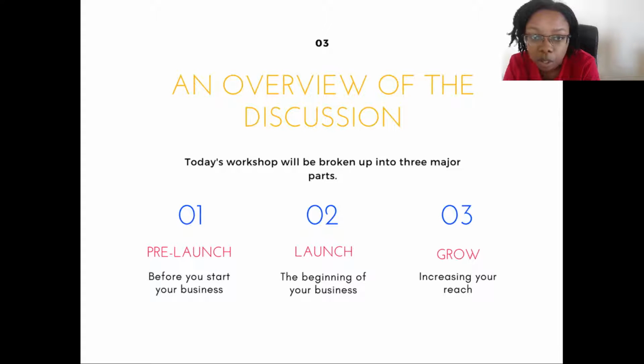Most of the things we're going to do today in the action plan are actually going to be pre-launch. Even though it's pre-launch, you can still do these things if you've already launched your business, but preferably before you start, these are the things that you need to do. Then part 2 is going to be the launch. That's the beginning stages of your business. And then growth, so growing your business.